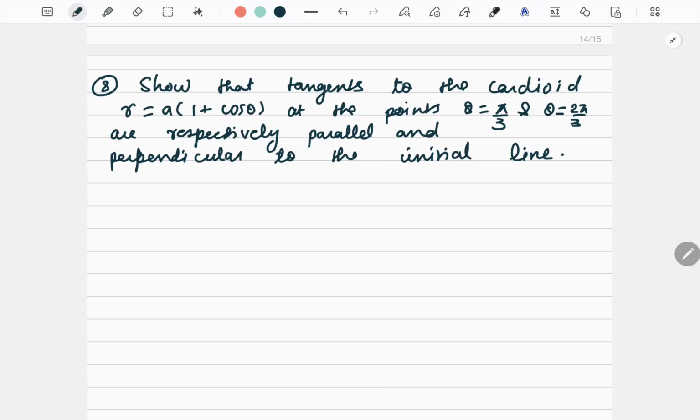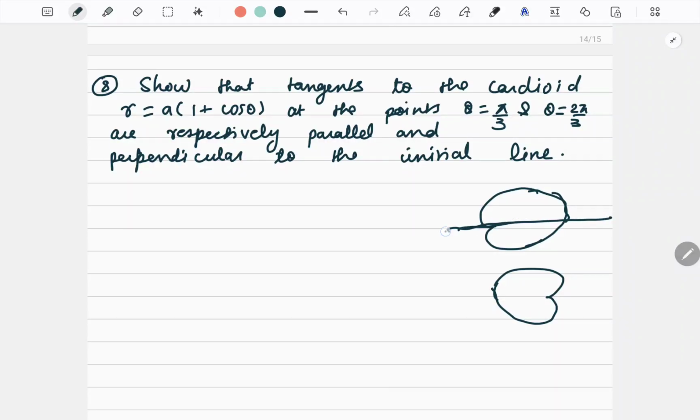You don't need to remember it, but the cardioid looks like this. One side when plus and when negative, only the direction changes. It looks like a heart, you all know that is a cardioid, right? So what they are saying is, if I draw the tangents to this cardioid at the points theta = pi/3 and 2 pi/3, the tangents are respectively parallel and perpendicular to the initial line. So the initial line is like this.